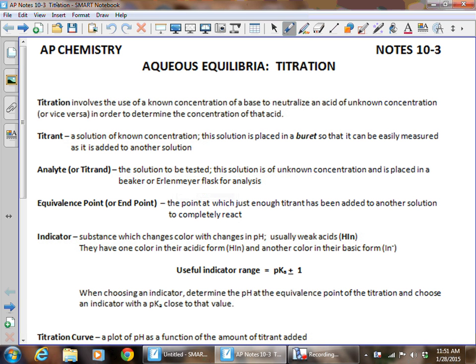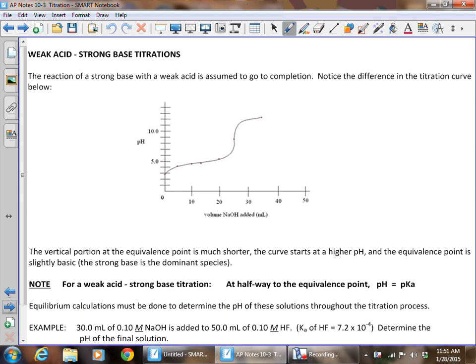In our second video dealing with titration, we're going to look at a titration of a weak acid with a strong base. So let's arrow over a couple of pages in our notes, and we see this titration curve here for a weak acid with a strong base. Now notice how this looks.